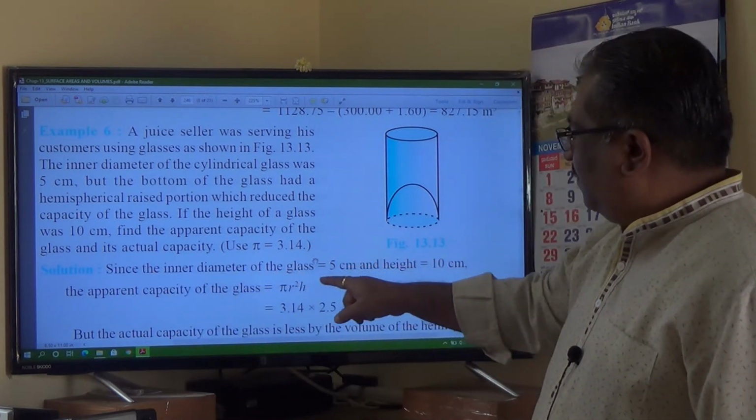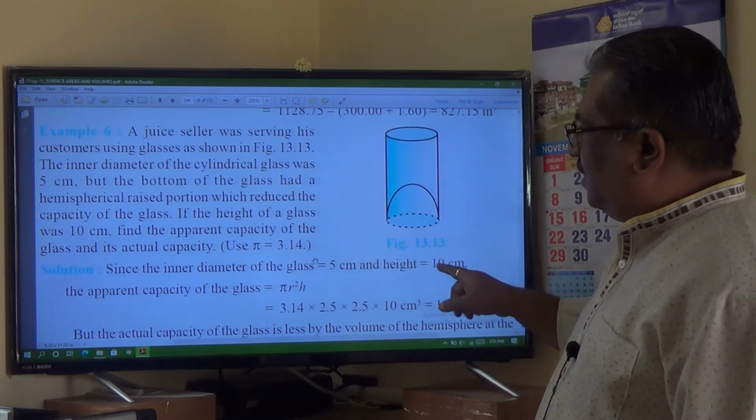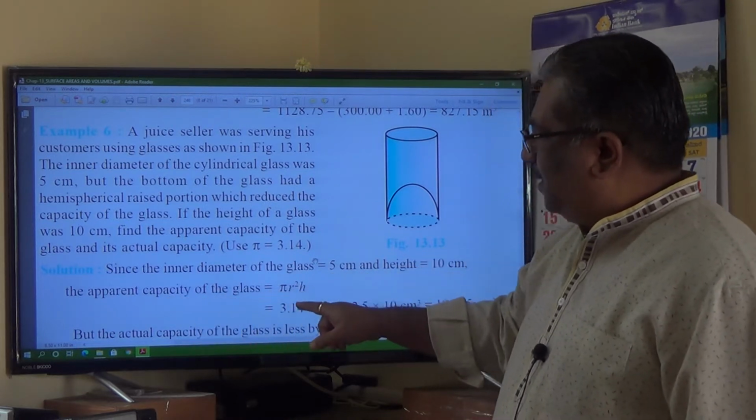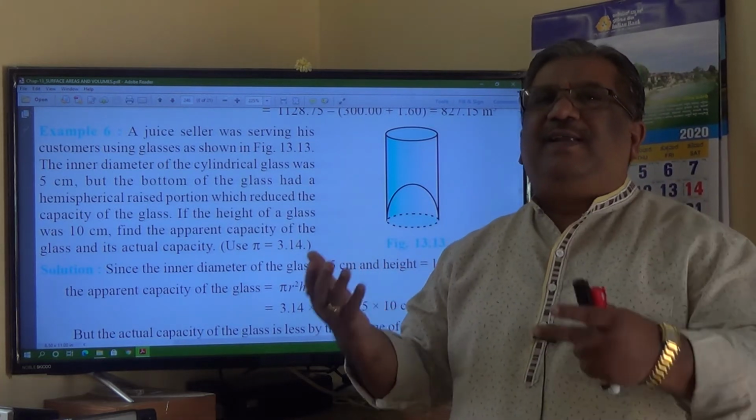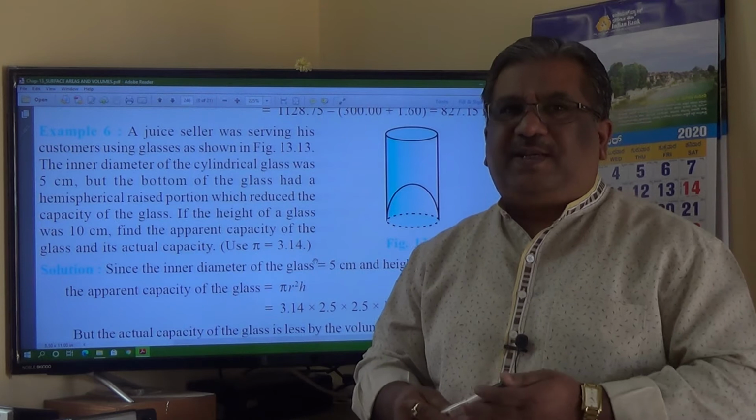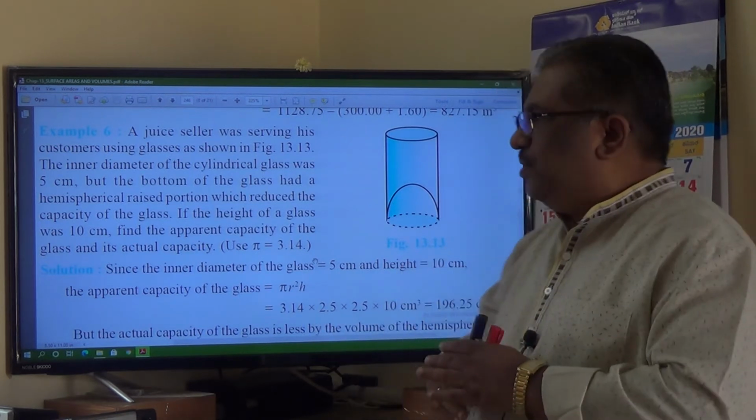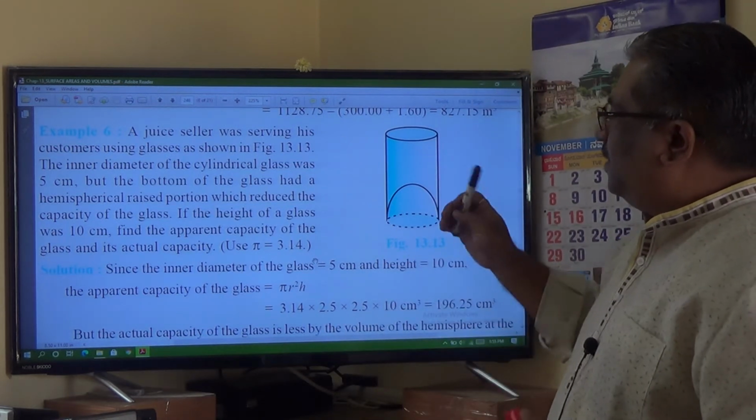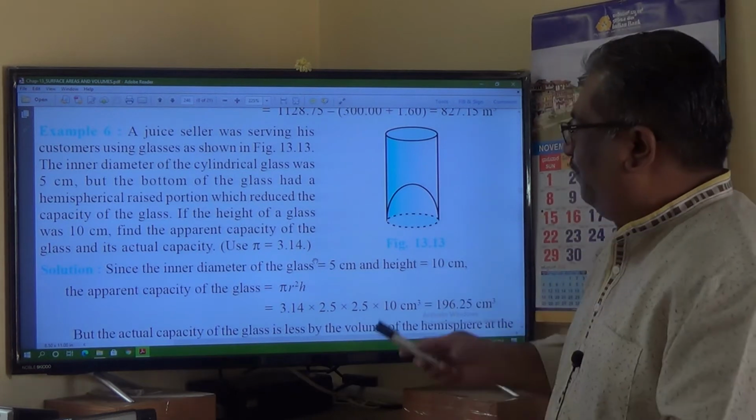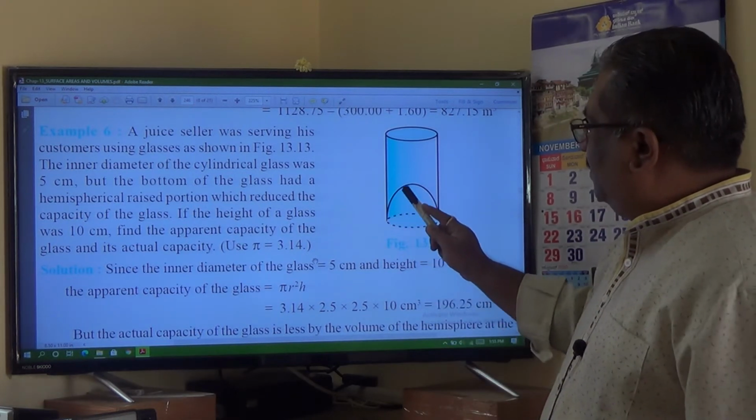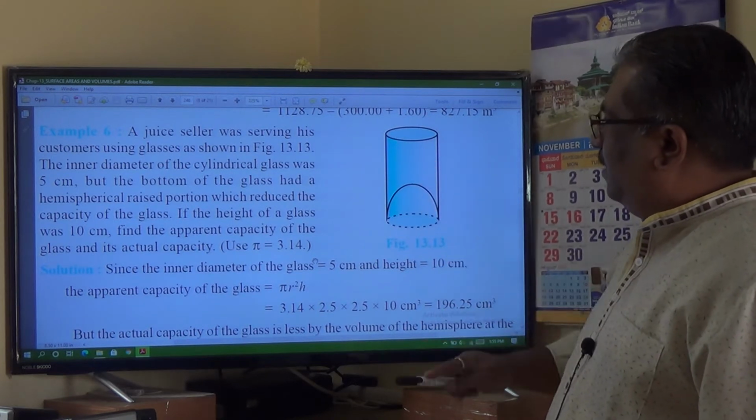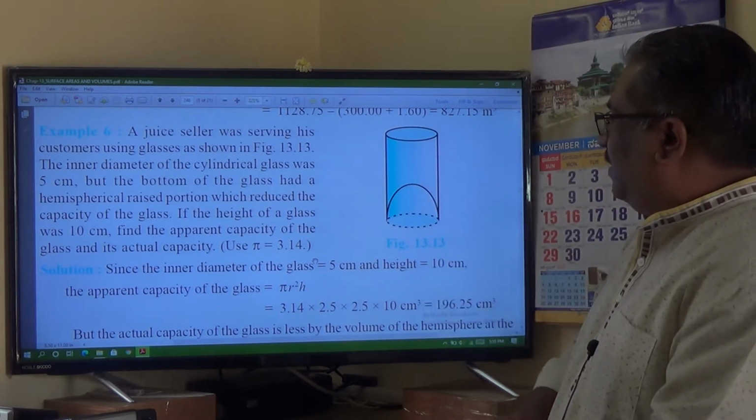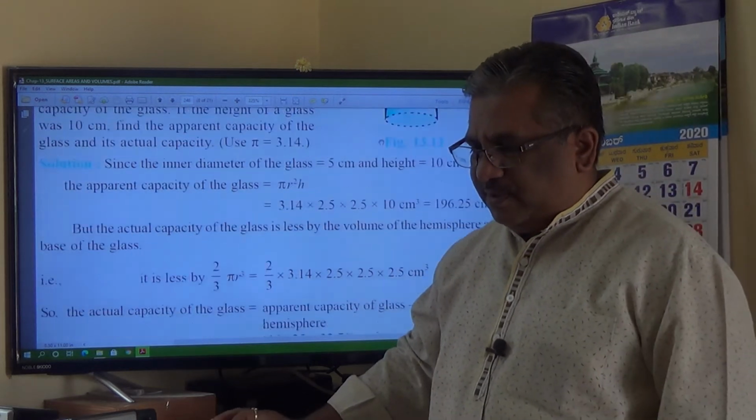Since the inner diameter of the glass is 5 cm and height is 10 cm, the apparent capacity of the glass is pi r square h. What is that apparent capacity? It is a false capacity, which appears to be so. That is nothing but the volume of the cylindrical portion. You got it? But actually we have to subtract this bottom hemispherical volume from the volume of the cylinder. That will give you the actual capacity. Quite a simple problem. Go through that one.